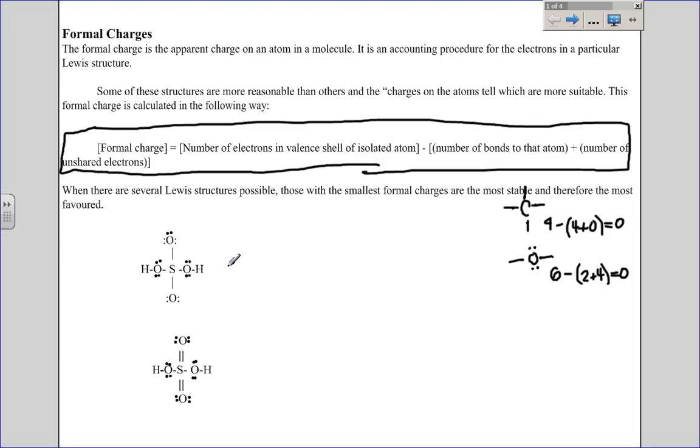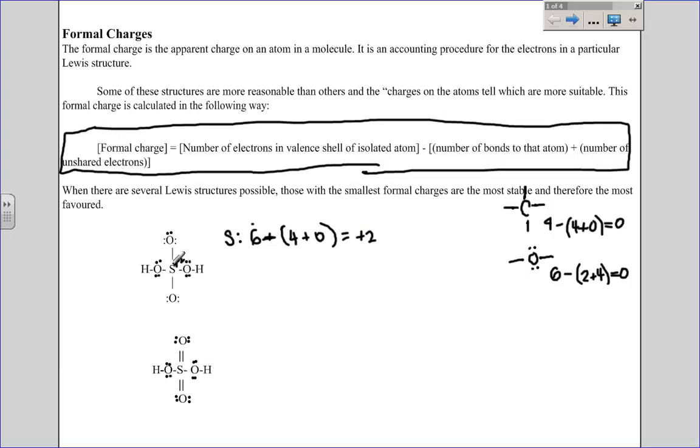Let's now examine these two molecules. We're going to find the formal charge of each of the appropriate atoms, the sulfurs and the oxygens. The sulfur in this particular Lewis structure of sulfuric acid has a formal charge that is calculated as follows. It starts with 6 valence electrons, and we subtract the number of bonds. In this case, it's got 4 bonds, plus the number of lone electrons, which is 0. So the sulfur in this particular Lewis structure has a formal charge of +2. So we can actually label it by putting +2.